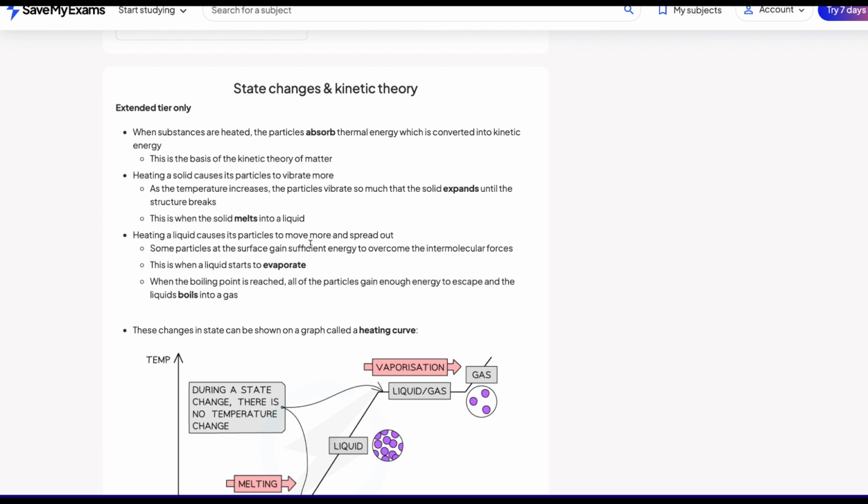Now a heated solid causes the particles to vibrate more. If you heat a solid, it vibrates to a point that it will start to expand. When it expands, it becomes liquid, and when you continue to heat it, it will expand to a level of becoming a gas.